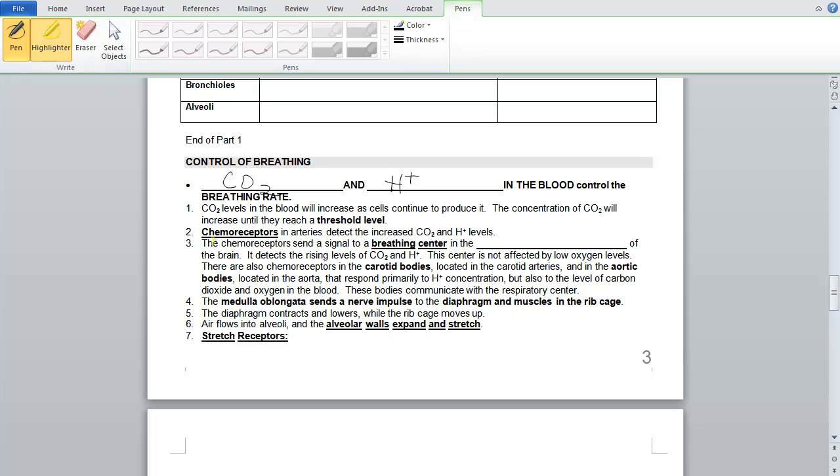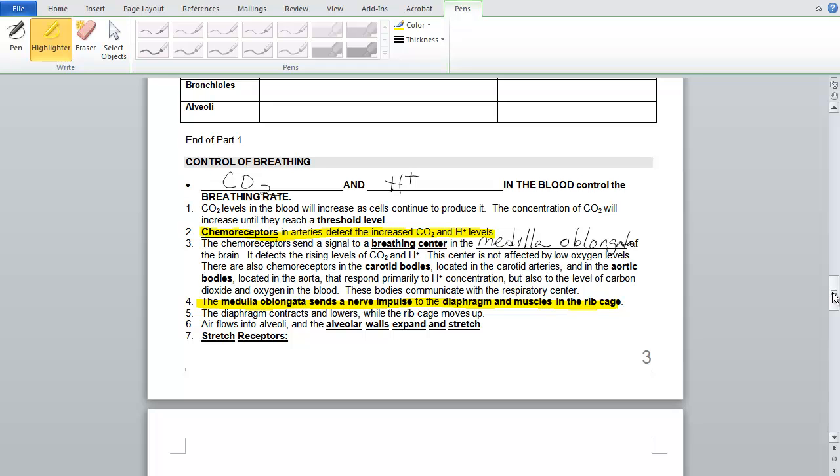There are going to be receptors, chemoreceptors, in our arteries that are going to monitor these, and they're going to send signals to the area of the brain called the medulla oblongata. This is the same area that sets our heart rate, and this is known as the reflex center of the brain. So when it detects higher levels of CO2 and hydrogen, it will send a nervous message along a nerve, and this will cause the diaphragm and the rib cage, the intercostal muscles, to contract.